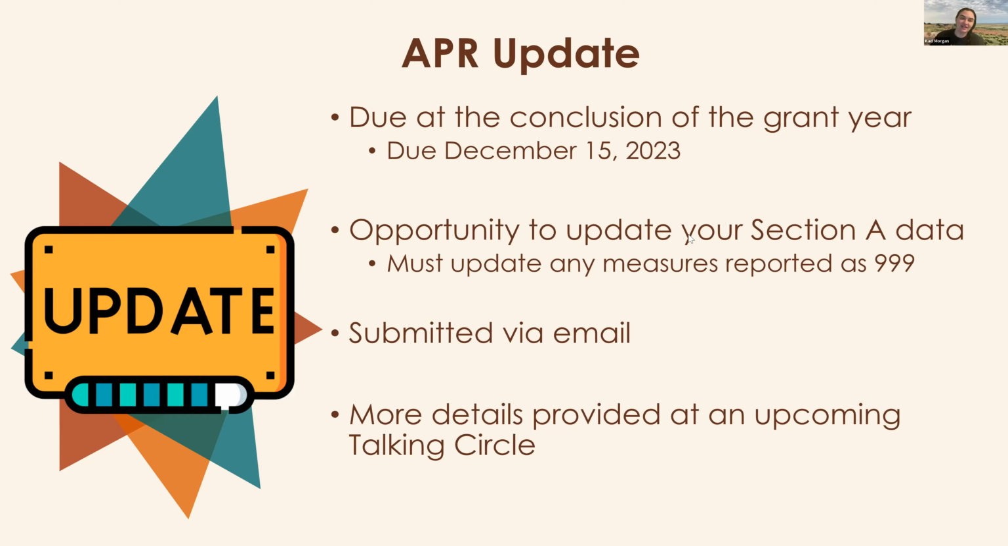Okay, so while we're pulling that up, remember your APR update is due at the conclusion of your grant year. So that would be December 15th for y'all this year. And it's an opportunity to update that section A data. So that section that we just went through, the APR update, unlike the APR itself, is submitted via email. So remember that distinction. Your APR is submitted in G5 and your APR update is submitted via email. We will talk about APR updates more, but just to give you a heads up.